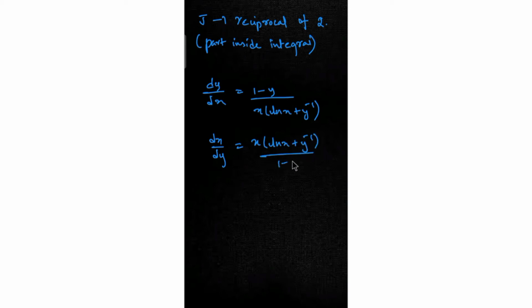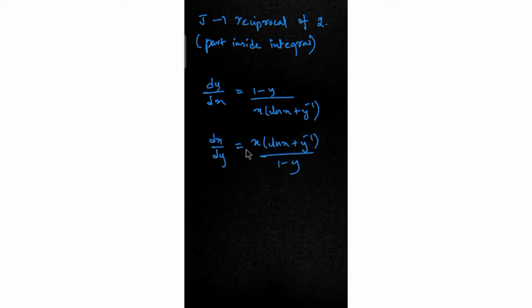So basically, before that, we had a step, that is dy by dx is equal to 1 minus y divided by x of ln x plus y inverse. This is the step that we had, right? So if I just take the reciprocal of this, that is dx by dy is equal to x of ln x plus y inverse of 1 minus y. Fine.